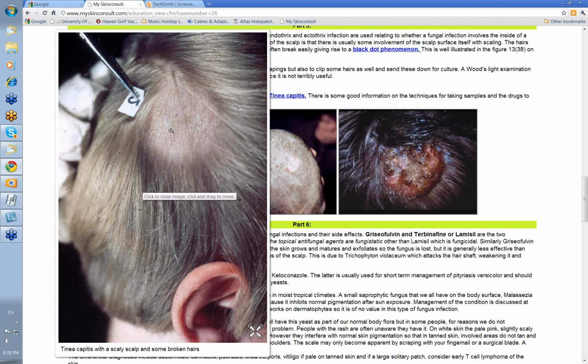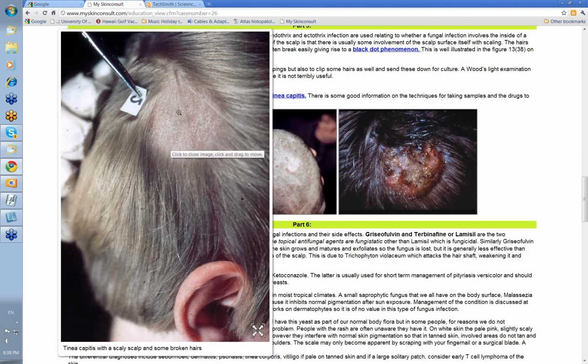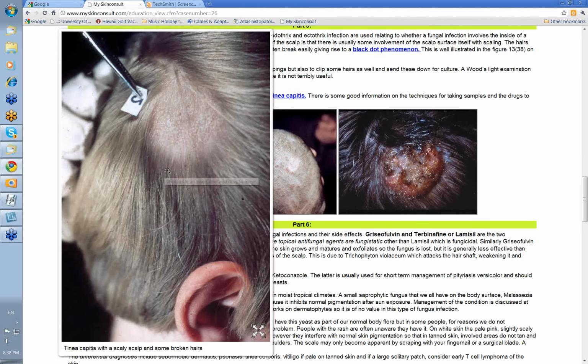But this is tinea capitis. You should do scrapings of this and send some hairs. Just pluck some hairs and send them down in the container as well when you're looking to see which fungus is involved. That's not very inflammatory, so it's unlikely to be an animal fungus.